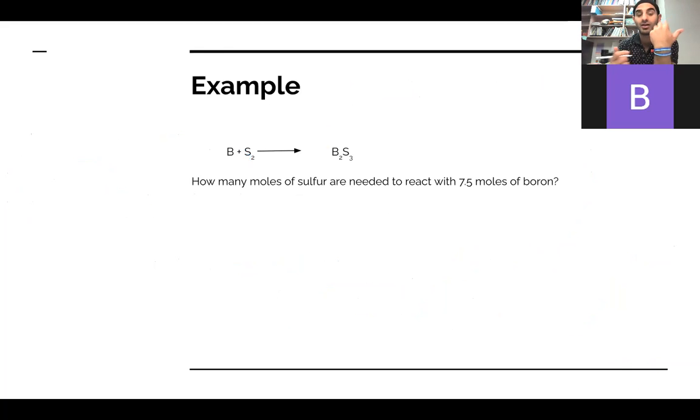Okay, so again, I'm going to balance the equation. We have 4, 3, 2. How many moles of sulfur are needed to react with 7.5 moles of boron? So we're given 7.5 moles of boron. We want to know how many moles of sulfur are needed to react with this.